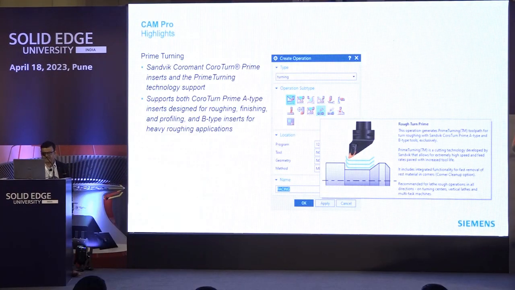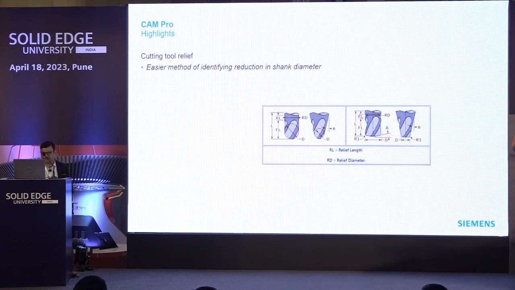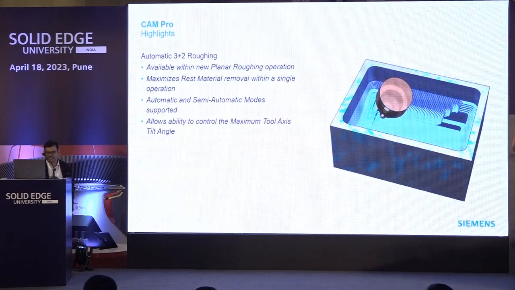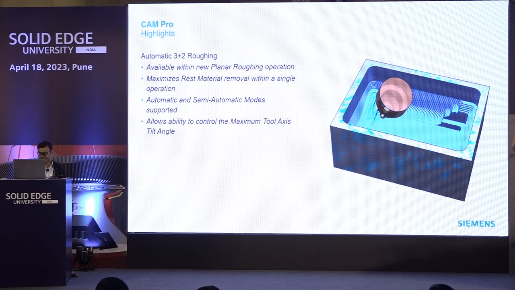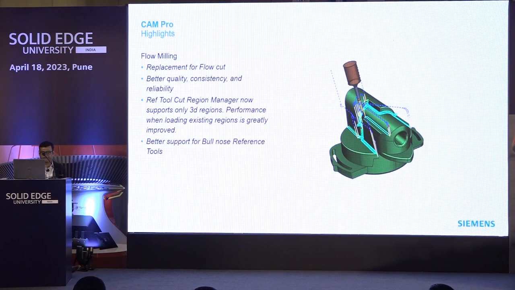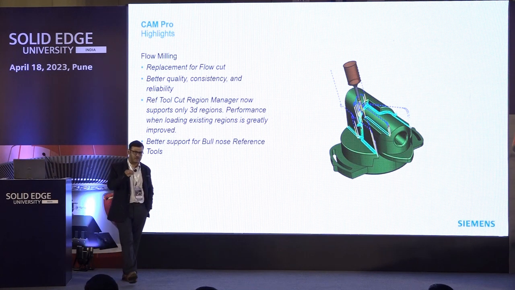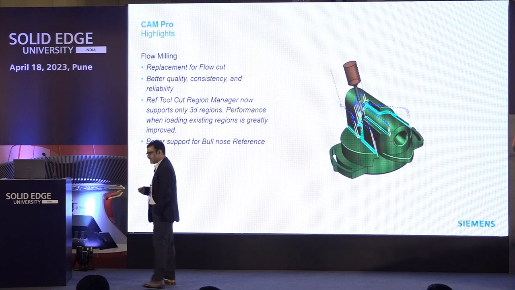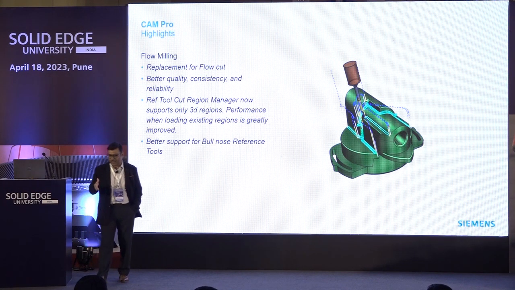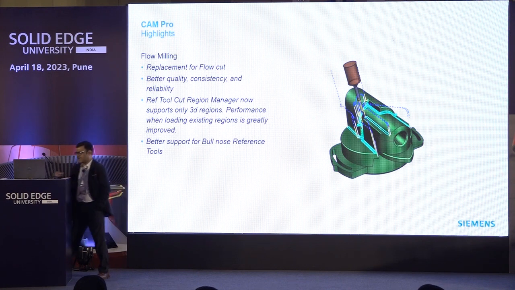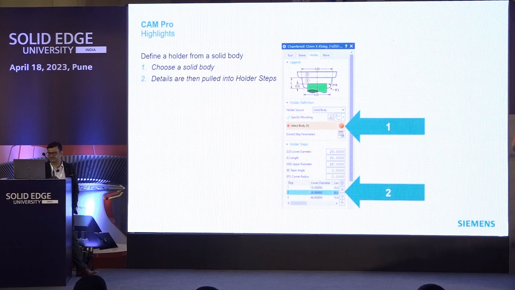I'll skip these advanced enhancements because of the time I have. Coming to the enhancements: feature-based manufacturing, and 3+2 roughing is coming up. Then Flow Cut is slowly changing to Flow Mill, a new way of doing it. It used to be a very good code when we started with Flow Cut, but we are going with a new algorithm called Flow Mill, which is already available in Solid Edge CAM Pro with the latest version.